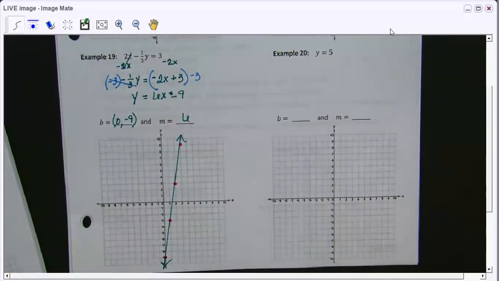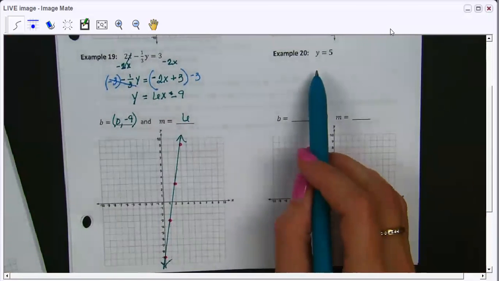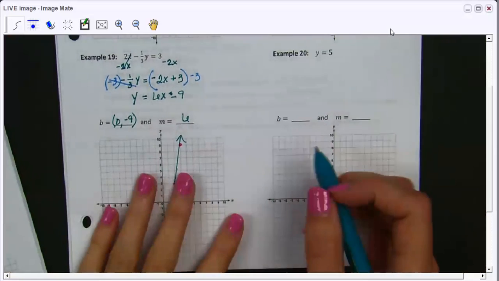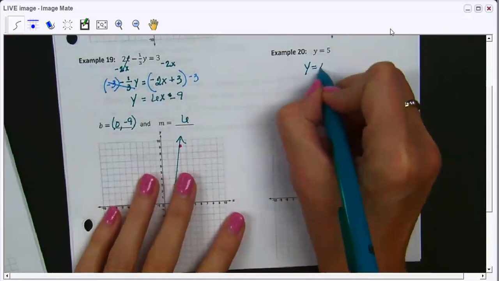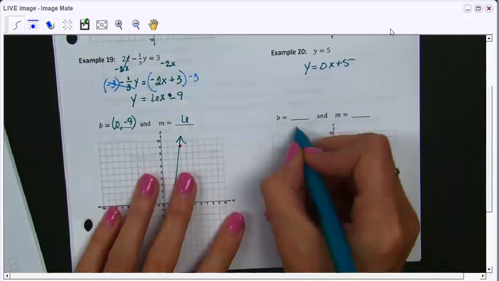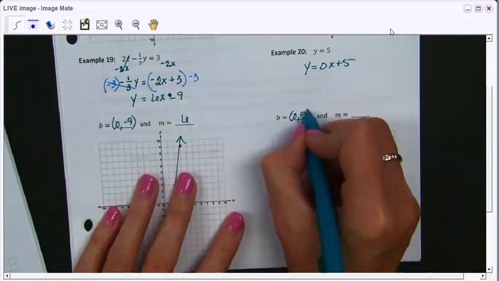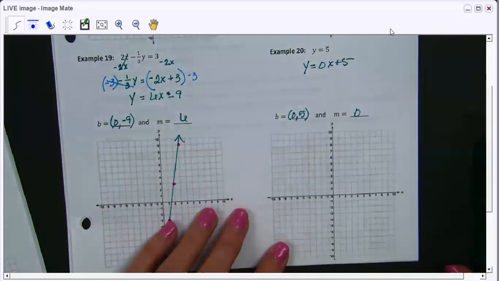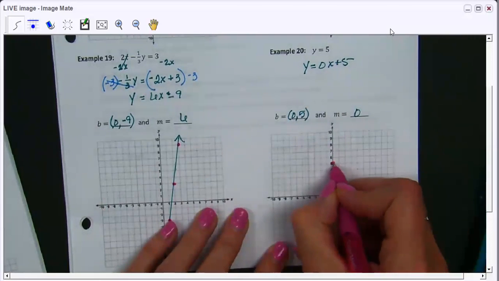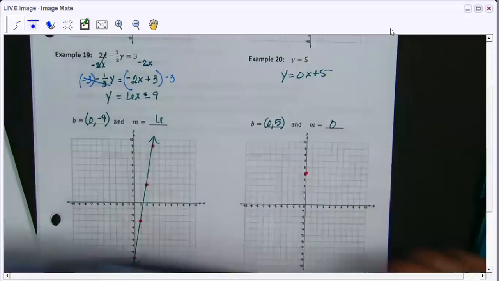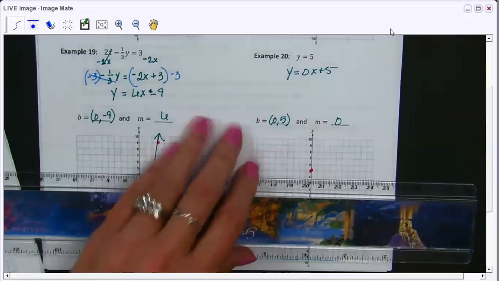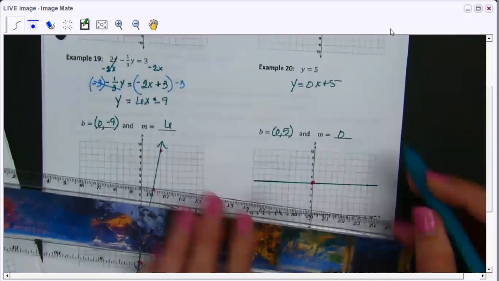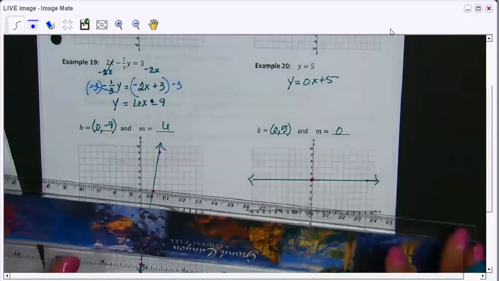Okay. Can somebody tell me on the last one how we can rewrite this equation? Yep, y equals 0x plus 5. So that tells us that our y-intercept is 5 and our slope is 0. So we are gonna plot a point at 5 on the y-intercept, and then we just draw a line straight through that. This would be the only time that you don't need 2 points to graph a line, is when you have a 0 or undefined slope.